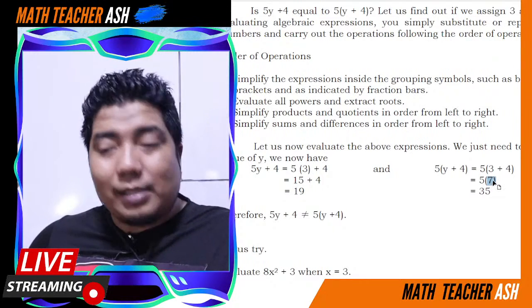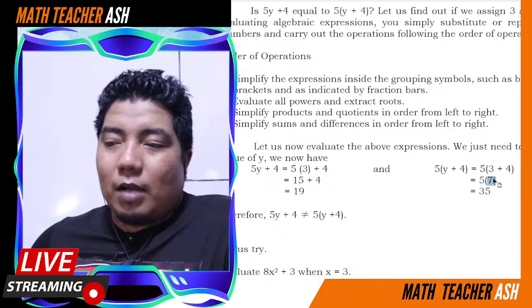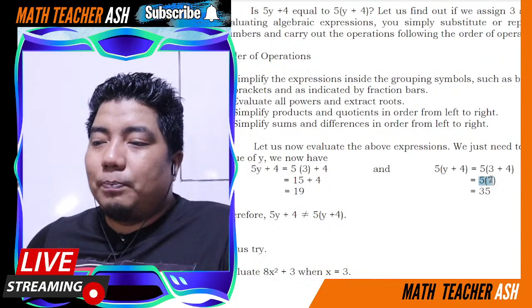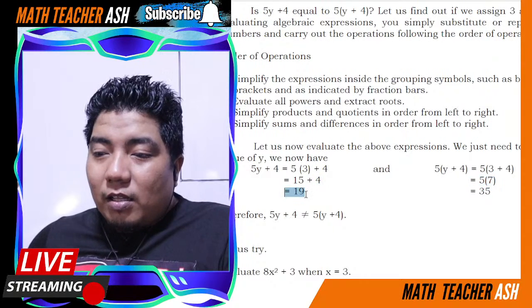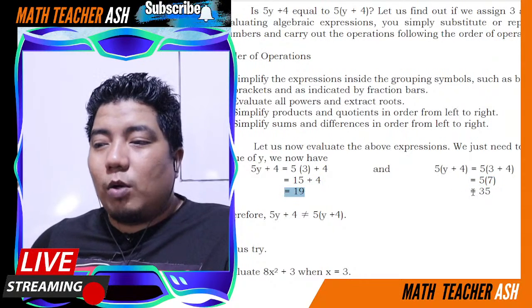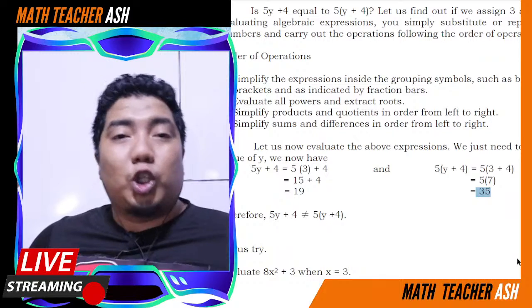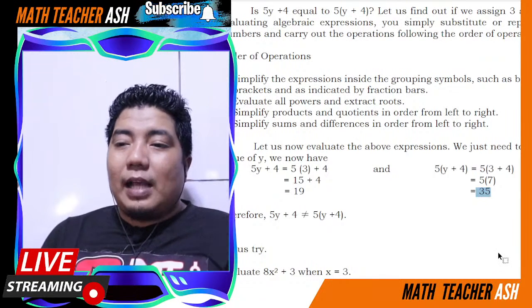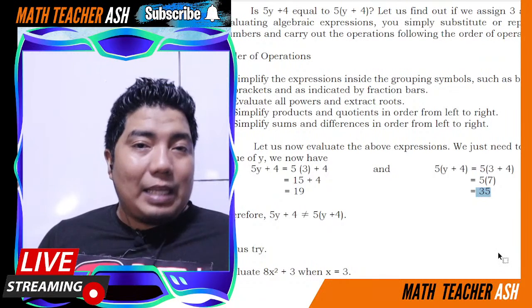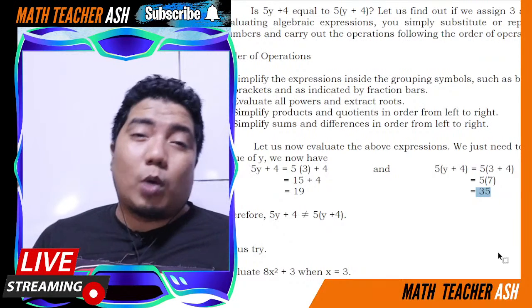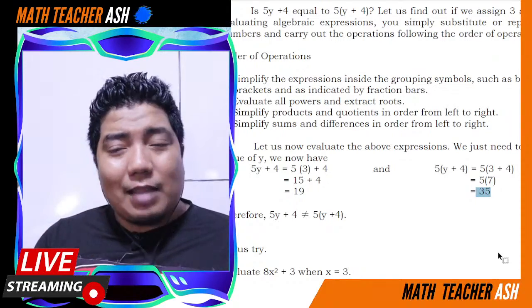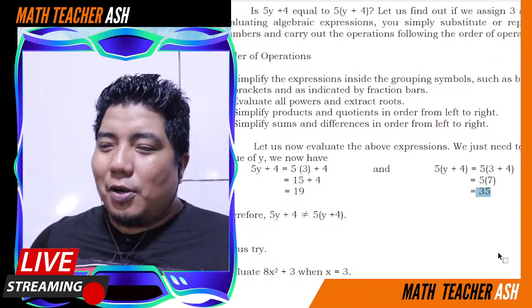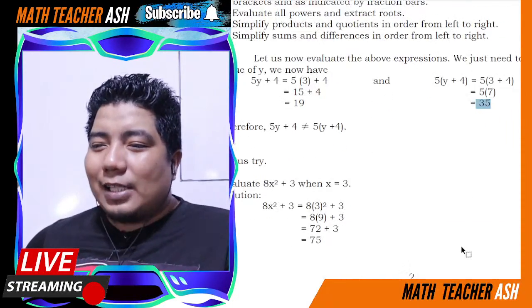You go to the next step, and that is product or times. So, that is 5 times 7, and that is 35. So, as you can see, sa unang expression, 19 ang sagot natin. Sa pangalawang expression, 35. That means na si 5y plus 4 ay hindi pareho sa 5 times the quantity y plus 4. Okay? So, I hope you get that, my dear math learners. All right. Let us continue.